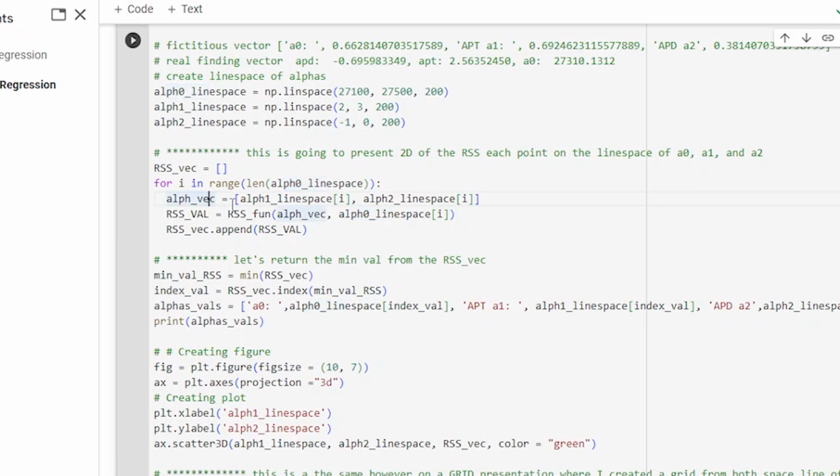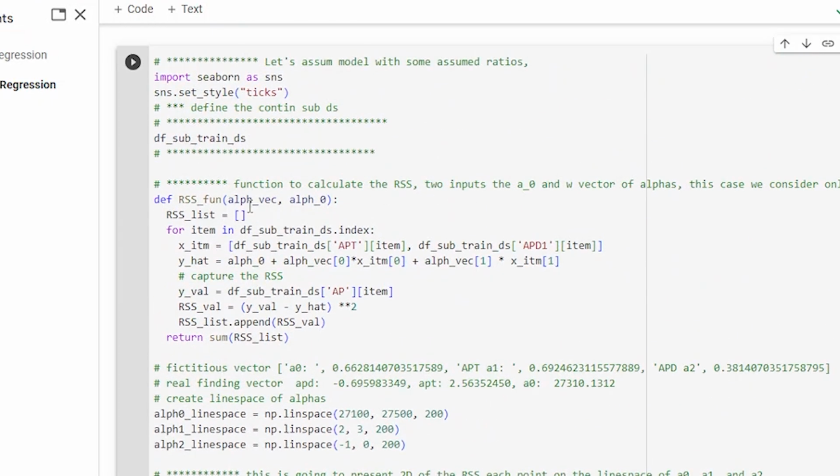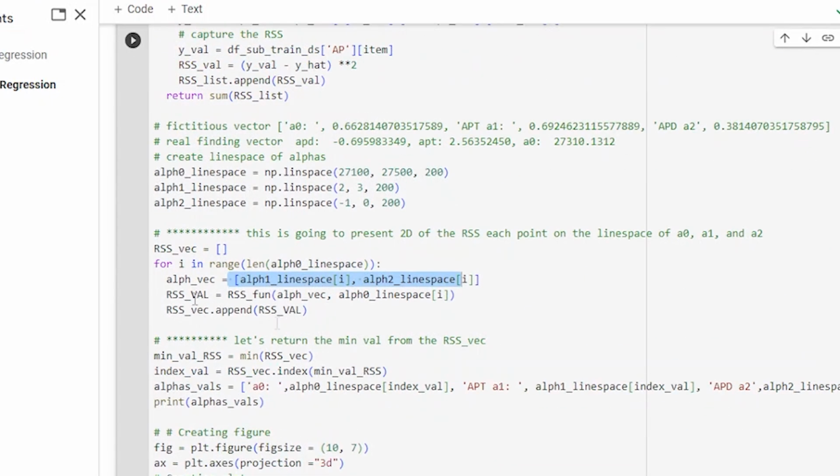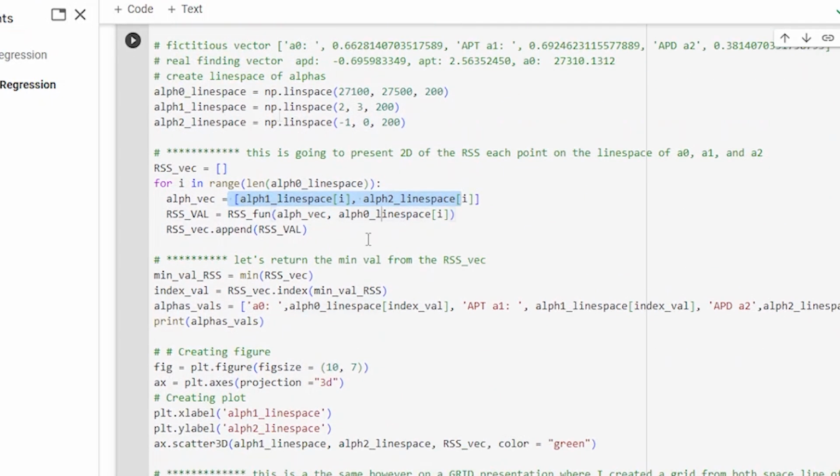Basically what it does, it takes the alpha vector where we create 2 vectors: from alpha 1, one value, and from alpha 2, another value. So we get 2 different linspaces, because for each one of them I wanted different alphas. Create this vector with 2 values, which is going to be the first input here for the RSS function. And then I assume also a value of alpha 0 from the alpha 0 linspace. Pass all of that to the RSS function, and it will return for you a value of the sum of squares of error. Take that error and append it to this RSS vector.